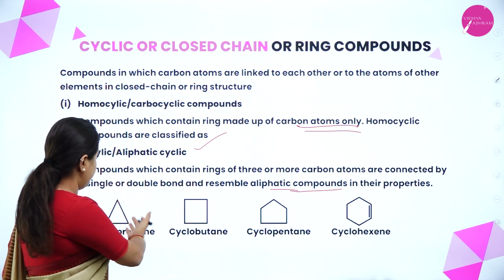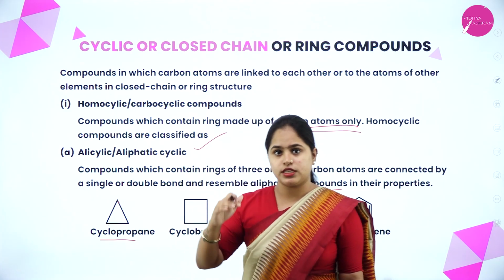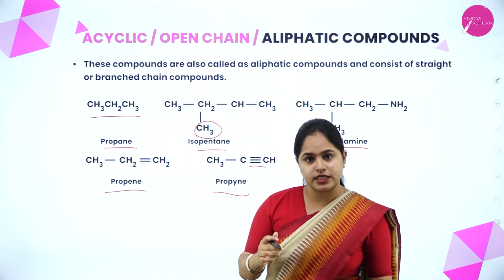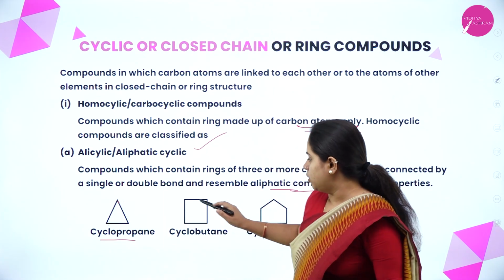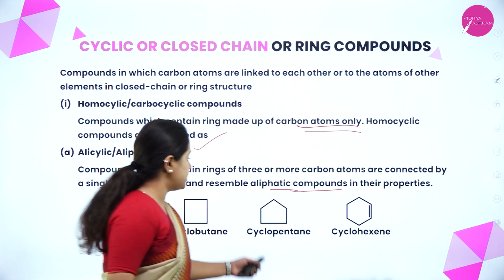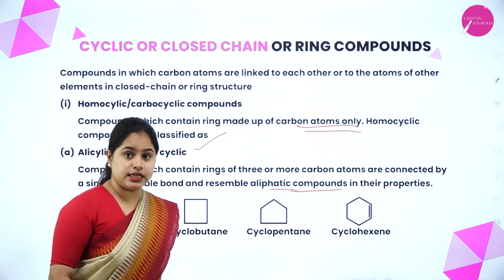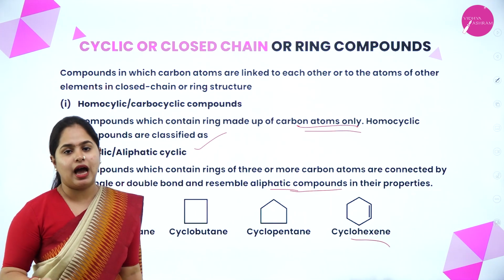So the first example you can see is cyclopropane. Cyclopropane, right? We saw the structure of propane here, right? Now if it is in the form of a ring structure, it becomes cyclopropane, right? Now this is cyclobutane. This is cyclopentane, cyclohexane. Yes, in cyclohexene you can see a double bond as well, right? So in all these examples, they are alicyclic.